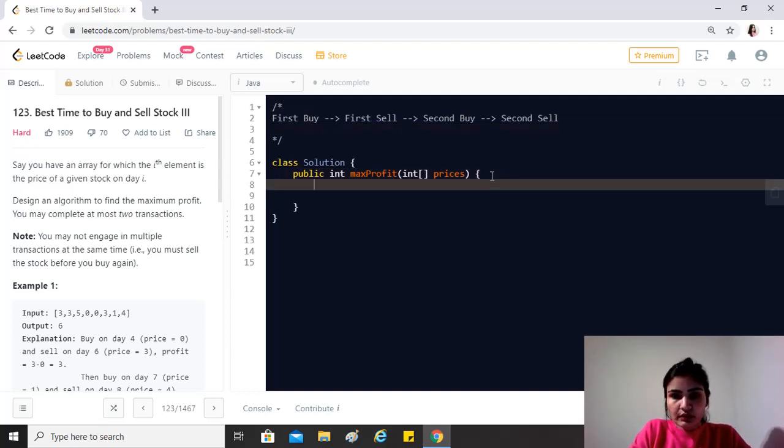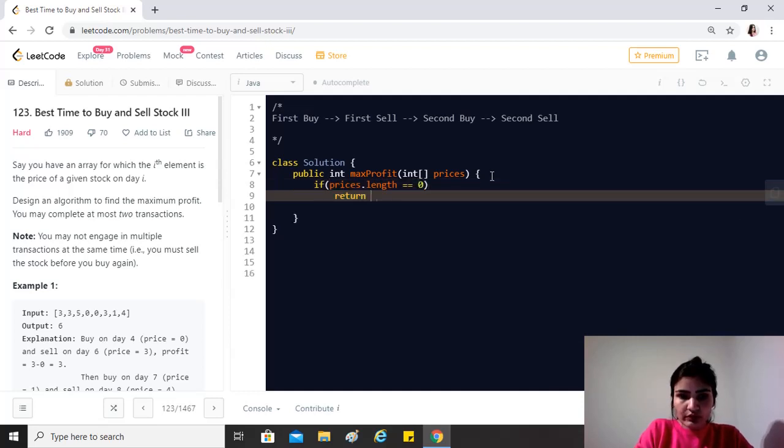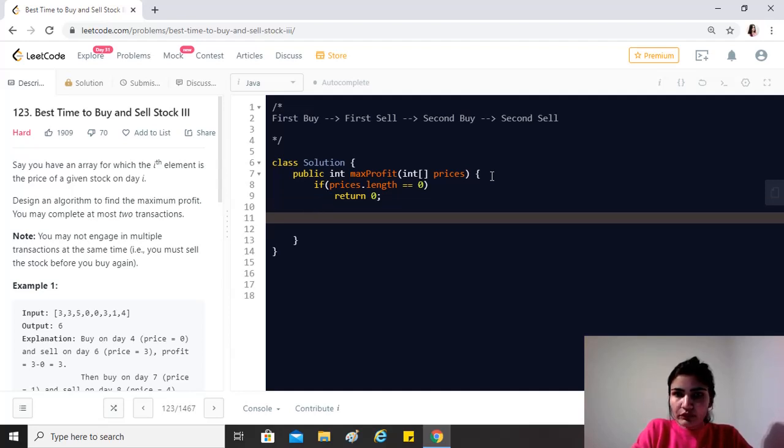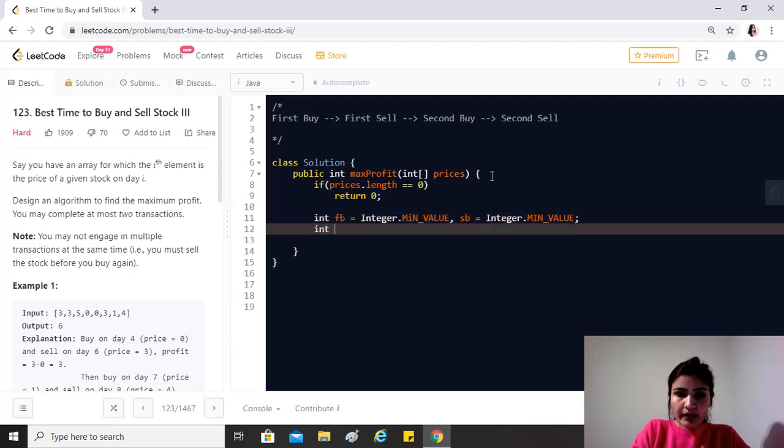Okay, so if prices dot length is equal to 0, then we can just return 0. Okay, and fine. So we'll just need four values. We'll just take first buy. Okay, and we'll just assign them some really small values. So we'll just say that it's integer dot min value. Okay, and we'll also assign the second buy integer dot min value, because we want this to be initialized in the first go, and our first sell is equal to 0, and the second sell is also equal to 0.